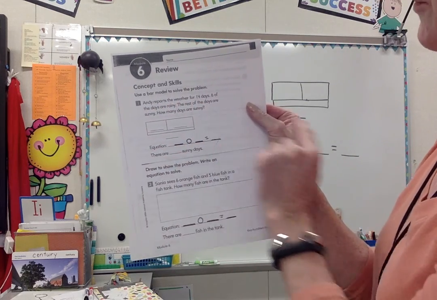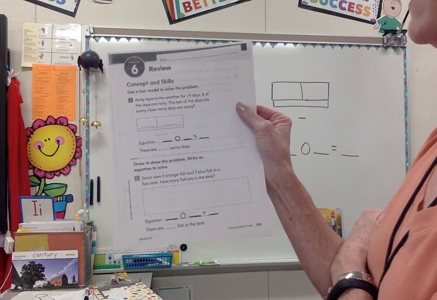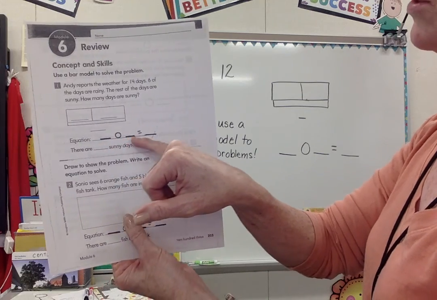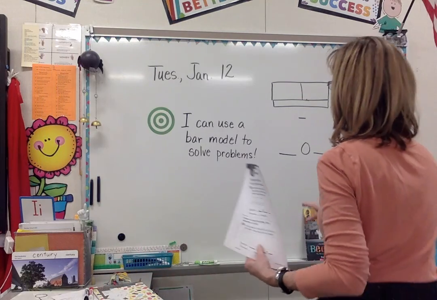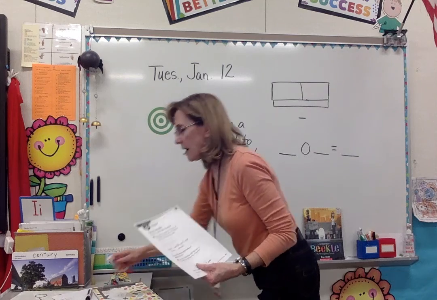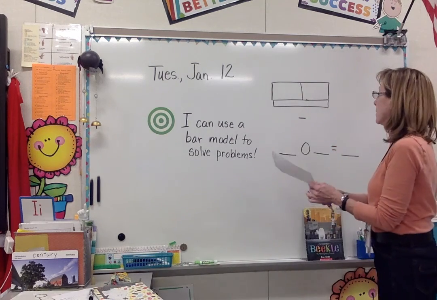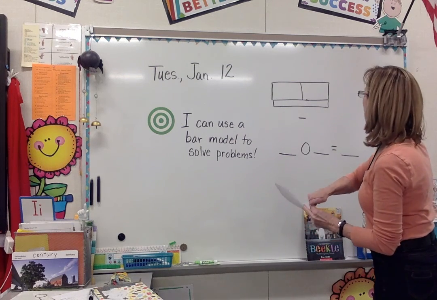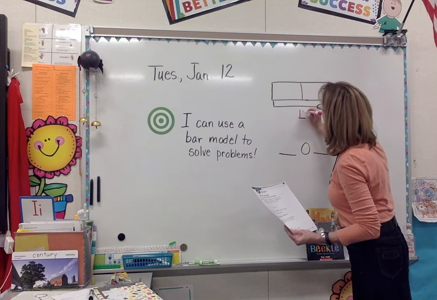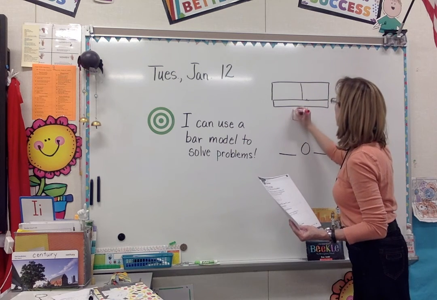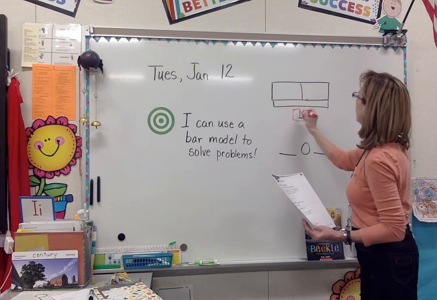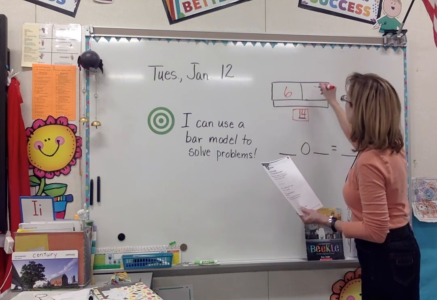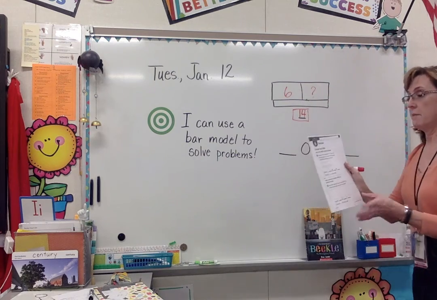Andy reports the weather for 14 days. 6 of the days are rainy and the rest are sunny. And we have put an equation for you, blank circle blank equals blank here. Let's write down our problem, and you can do this on your paper as well. Andy reports the weather for 14 days, so the total number is 14. I'm going to put a box around it to remind us this is our total. We know that 6 of the days are sunny, and the rest, we don't know, are rainy.